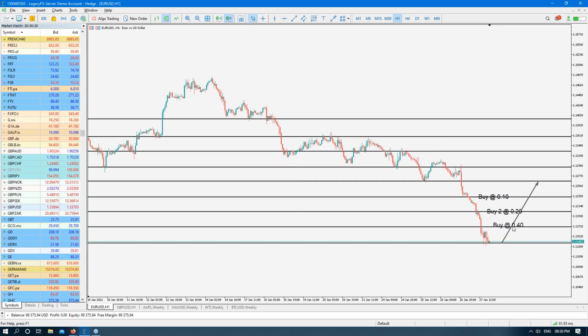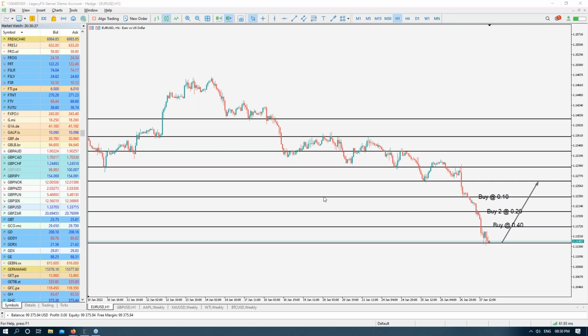Right? And then here we go in with 8 mini lots. And here we go in with 1.6 standard lots. Right? So that is the concept.